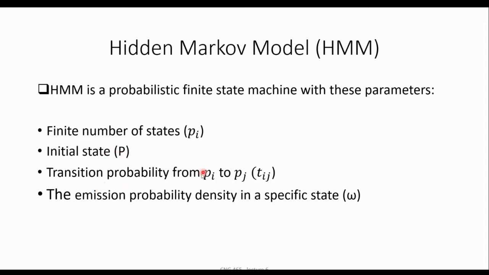Transition probability from one place to another place, we can call it TIJ. IJ corresponds to different places, the place I to place J. So PI to PJ, we show it by this transition. And the transitions in a hidden Markov model are probabilities. It's not always the same in different models related to bioinformatics, but here they consider probabilities.